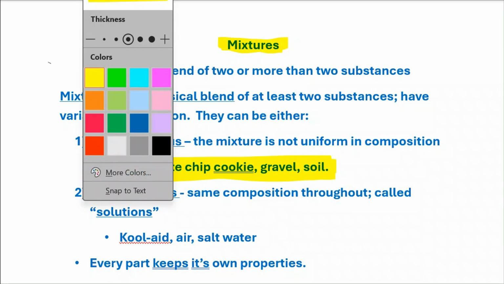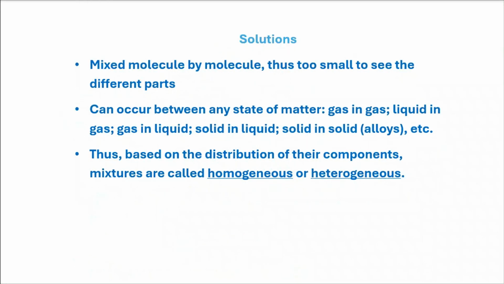Let's discuss in detail. As we know, homogeneous mixtures are also called solutions. Solutions are mixed molecule by molecule, and the particles are too small, so you cannot see the different parts in that mixture. It can occur between any states of matter: gas in gas, liquid in gas, gas in liquid, solid in liquid, solid in solid, like we see in alloys. Based on the distribution of their components, mixtures are classified as homogeneous or heterogeneous, which has already been explained.